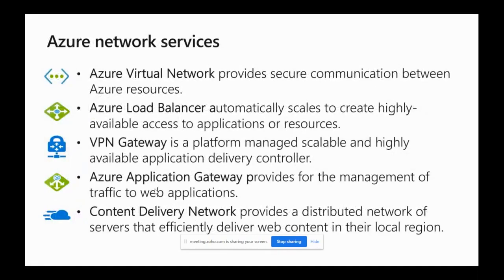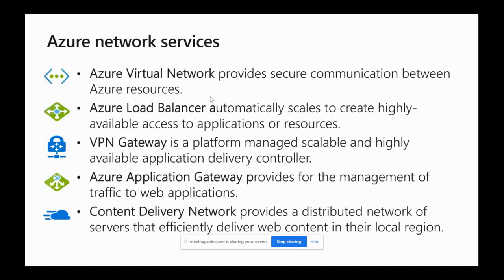Then we have networking, where we have the VNet, load balancers, gateways, Application Gateway, and then CDN. VNet is basically the network that we have on premises. On premises, we have a physical network, and in Azure, we have VNet. Then we have the load balancer.